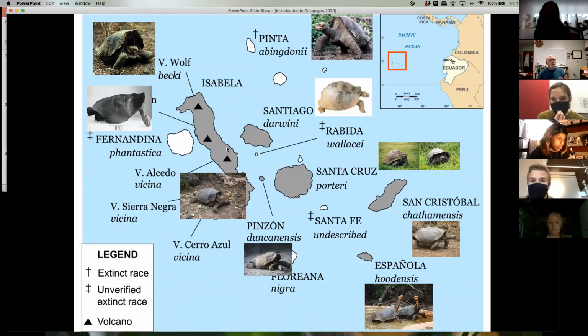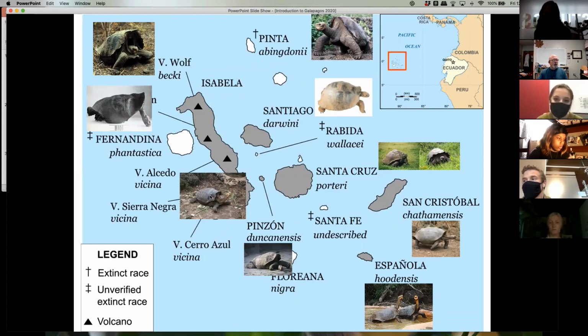And so I just basically took this map and I then essentially mapped onto this map images of each of the different species. So this is Vicina, this is Fantastica, this is taken from a museum specimen because it was thought to be extinct. This is Beckai, Abingdoni. And so you can see how shell morphology varies according to island.